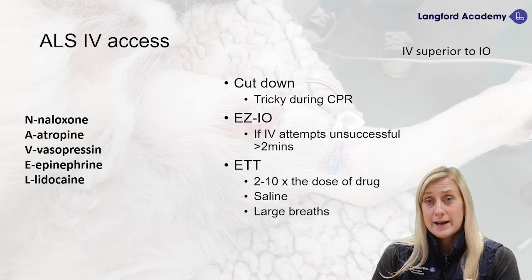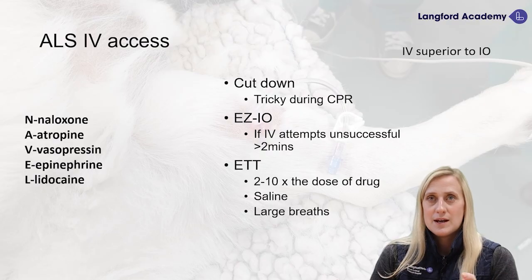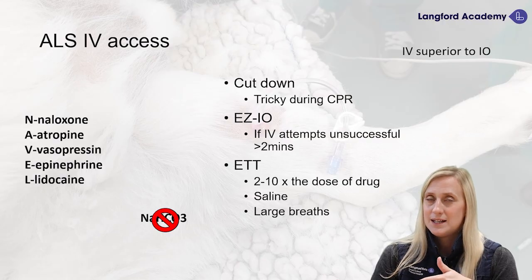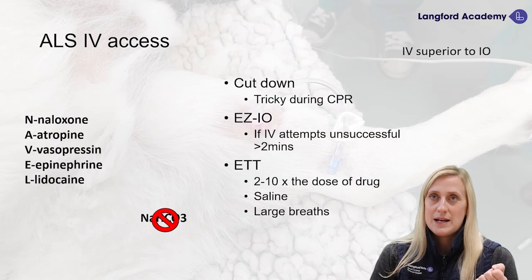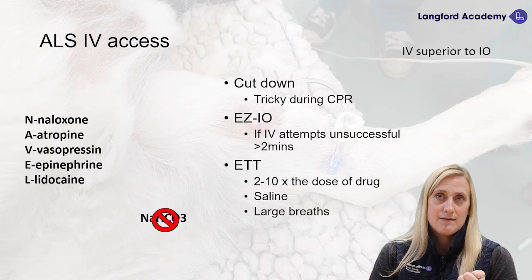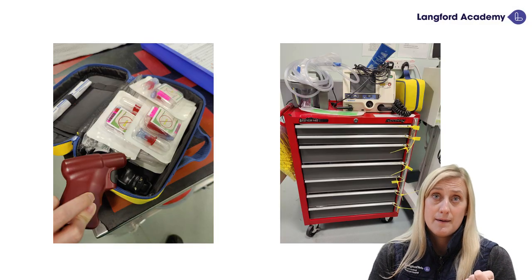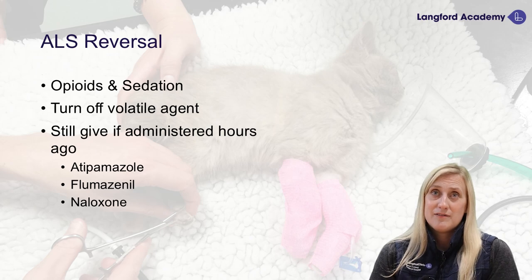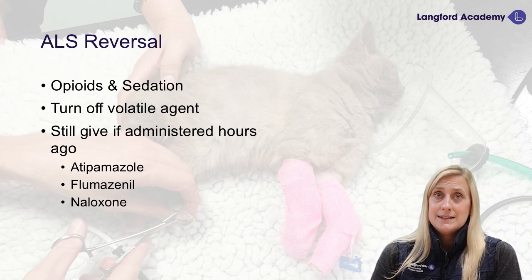These are the drugs that you can give via the ET tube. NAVEL is quite a good one to remember. We're not going to give sodium bicarb via our ET tube, and that's something to remember. This can be quite tricky, but we have an easy IO and it really does make a difference. That's a little picture of it there, on top of our crash trolley. But if you're lucky enough, it makes it a lot easier.